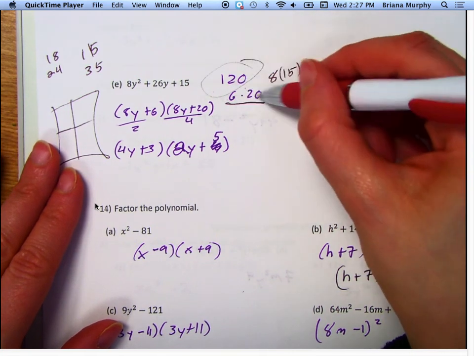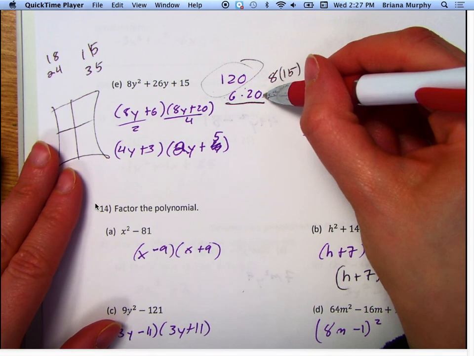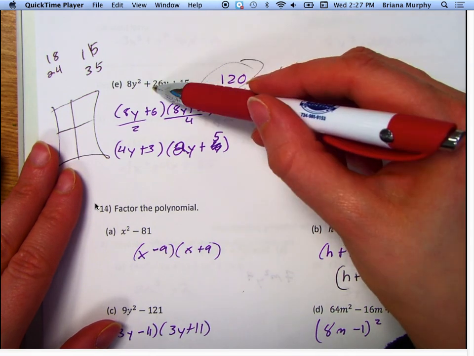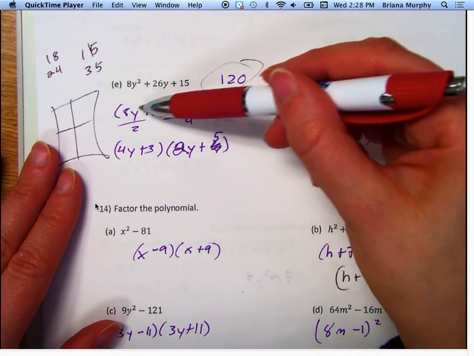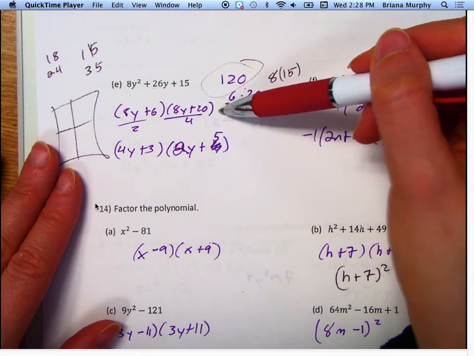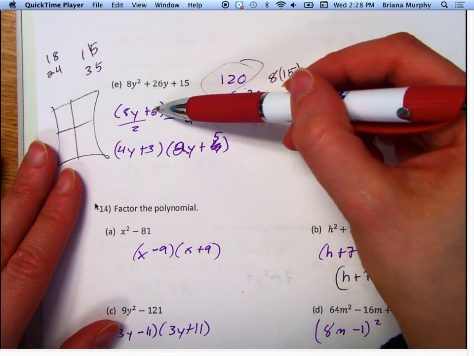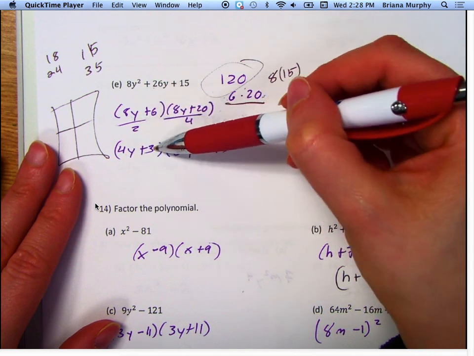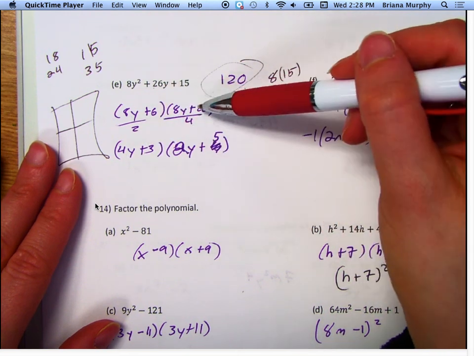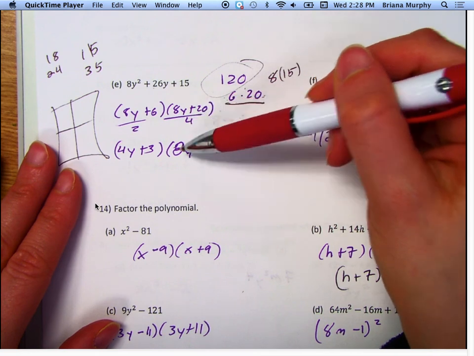What numbers multiply to give us 120? 6 and 20. That add up to 26. So then I have 8y plus 6 and 8y plus 20, and then I divide them by the greatest common factor. What goes into 8 and 6 evenly? 2. That gives me 4y plus 3. What goes into 8 and 20 evenly? 4. So that gives me 2y plus 5.